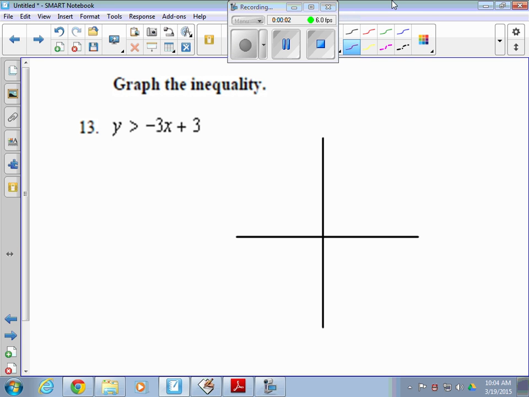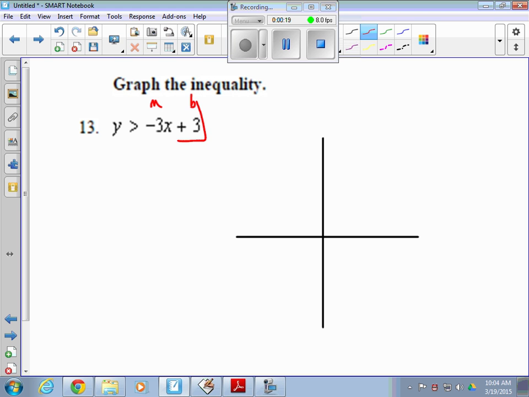This is Algebra 1, Spring Test number 10 study guide. Part number 2, we're picking up on 13. It says to graph the inequality y is greater than negative 3x plus 3, nice and neat in mx plus b form for us. This is your m or your slope. This is your b or your y-intercept.